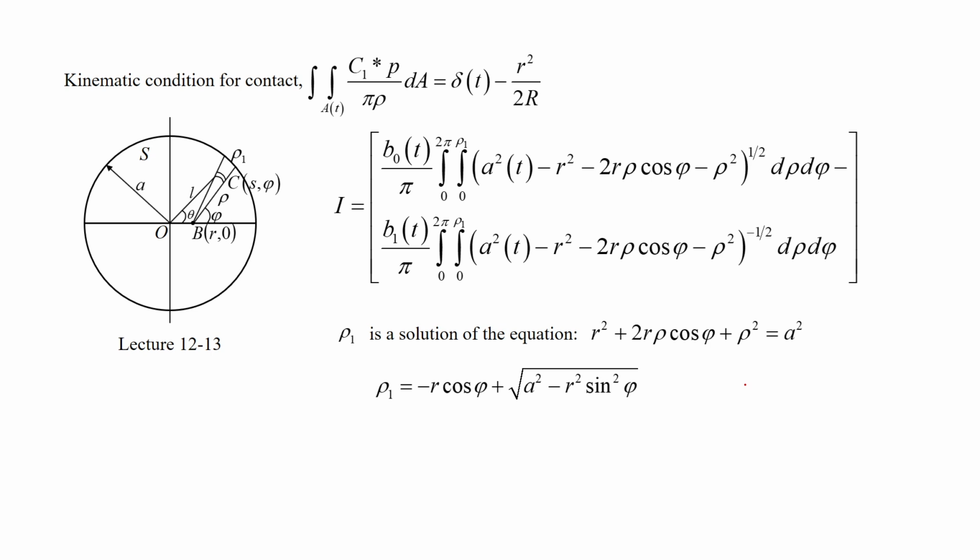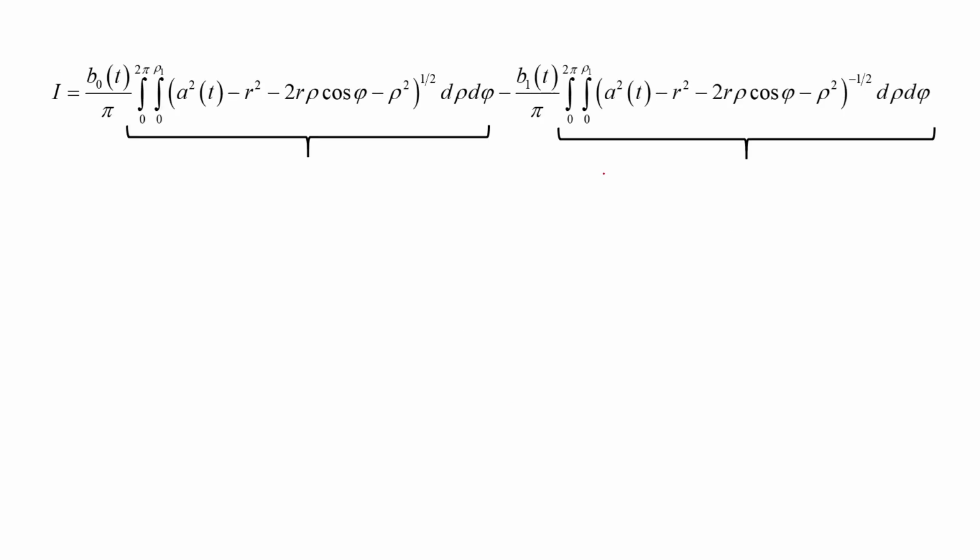So, ρ1 is a solution of this equation, as I said, and this ρ1 will come out to be like this. This is simply a quadratic equation. Now from the first part, this will be equal to, as far as I remember, 2a squared minus r squared, and I think this is π squared by 4.